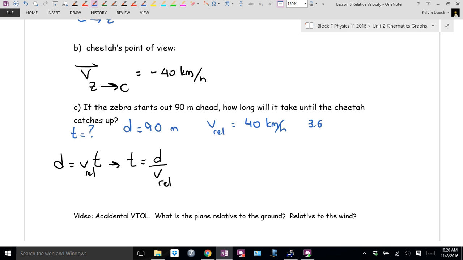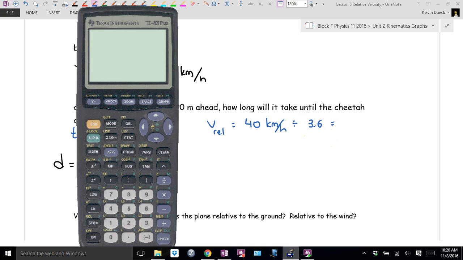Someone check. Is it divide? Yes? Is it? Okay. So if I go 40 divided by 3.6, by the way, I will probably, especially if it's a car question, give you the speeds in kilometers per hour and want the answer in meters and seconds, so you'll have to do a conversion. It's going to be 40 divided by 3.6. Okay, 11.1111. I'm going to write 11.1 meters per second.